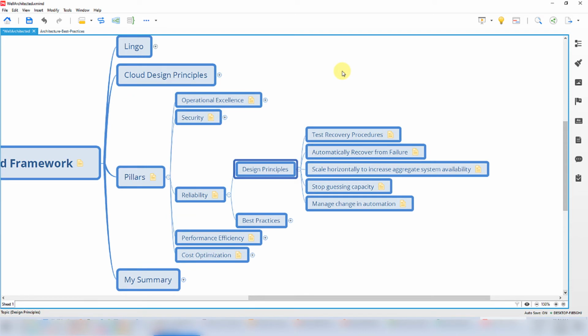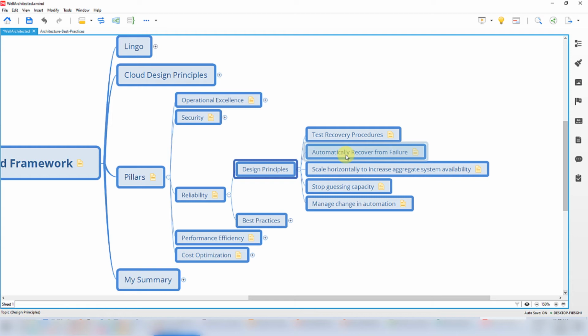Now, let's look at key design principles related to reliability. First, test your recovery procedures. Inject failures in your environments or simulate failures to test recovery to see how your application recovers. Ensure that recovery from failures is automated. Monitor metrics and initiate action when thresholds are breached.